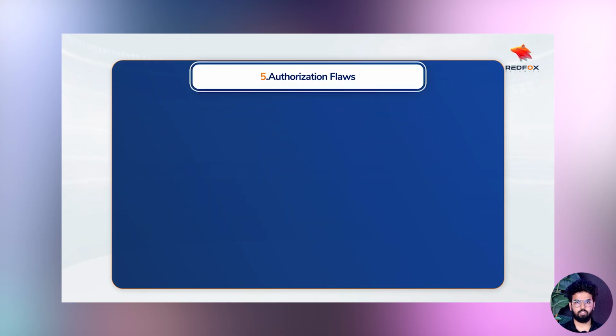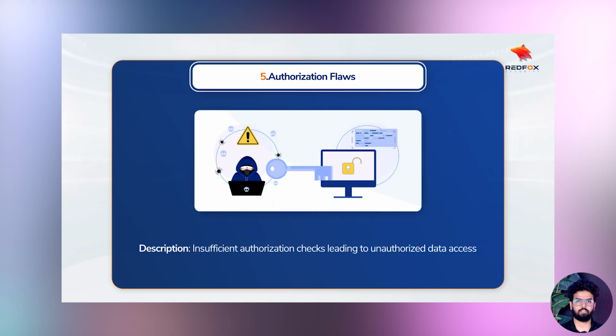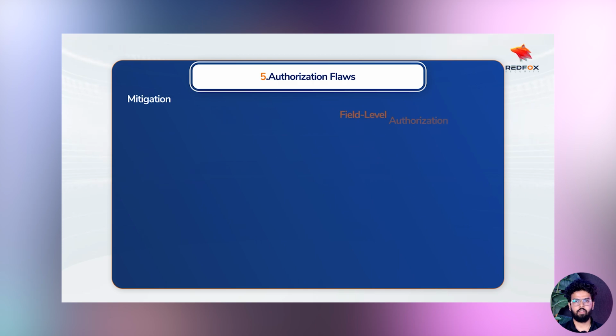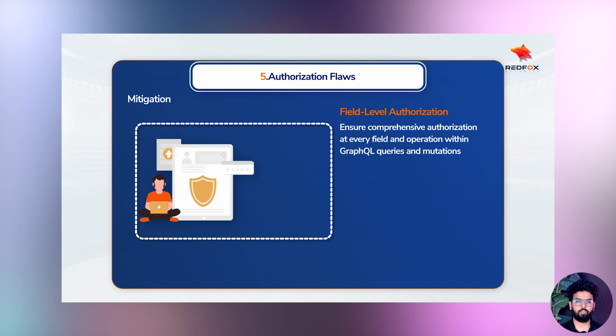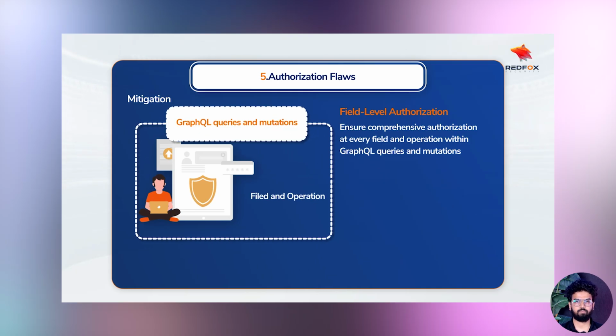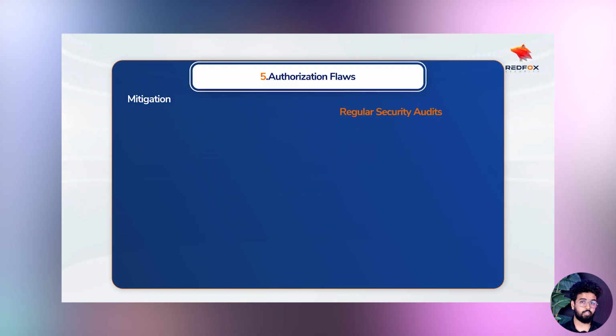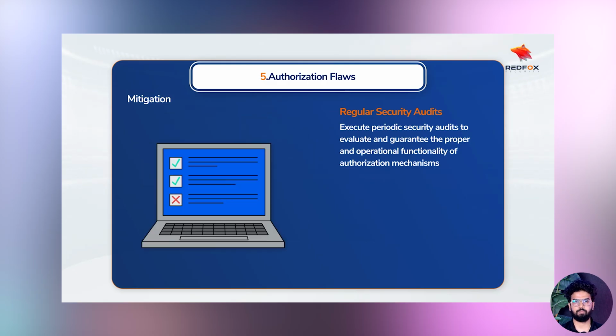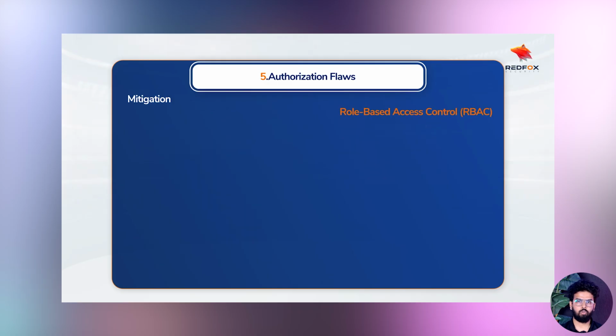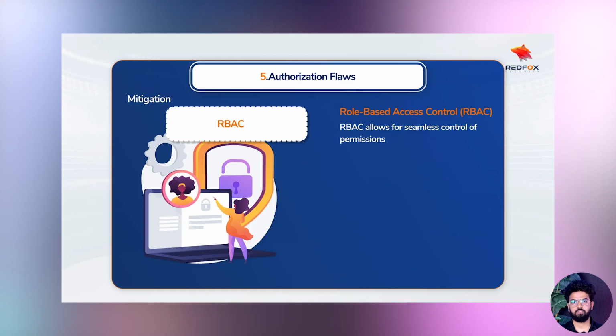Fifth one is authorization flaws. These are insufficient authorization checks leading to unauthorized data access. Mitigation, field-level authorization. Ensure comprehensive authorization at every field and operation within GraphQL queries and mutations. Regular security audits. Execute periodic security audits to evaluate and guarantee the proper and operational functionality of authorization mechanisms. Role-based access control. RBAC allows for seamless control of permissions.